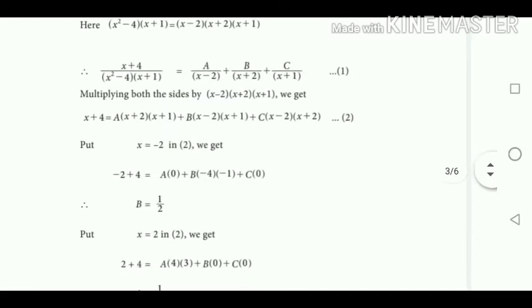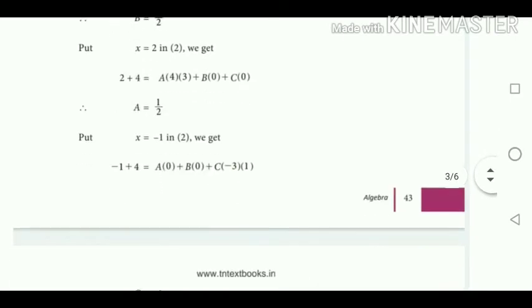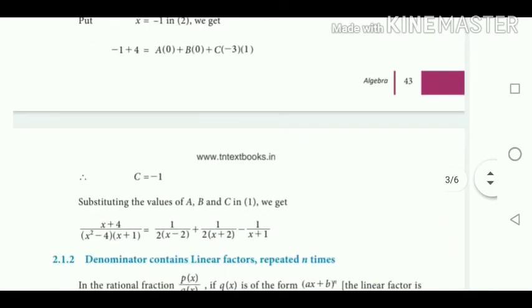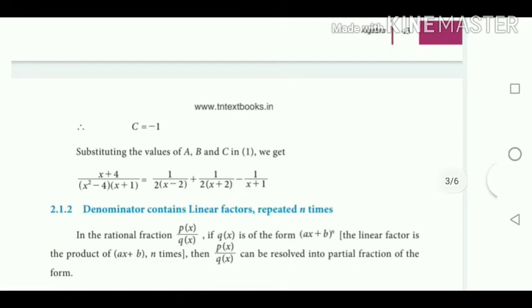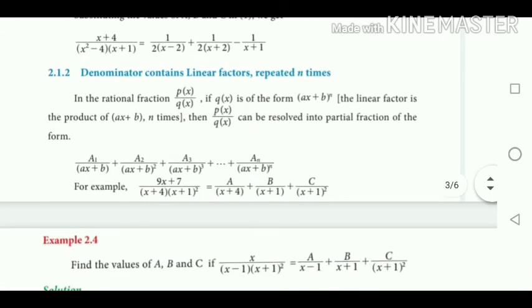So in that equation you have to put the values, that is change the values of x according to the factor. You are getting the value of a, b and c. Then apply the values of a, b and c in equation 1. You are getting the answer for that question. Okay, now this is one method. Then another method is, if the denominator contains linear factor repeated n times. For example, here 9x plus 7 divided by (x plus 4) into (x plus 1) whole square.